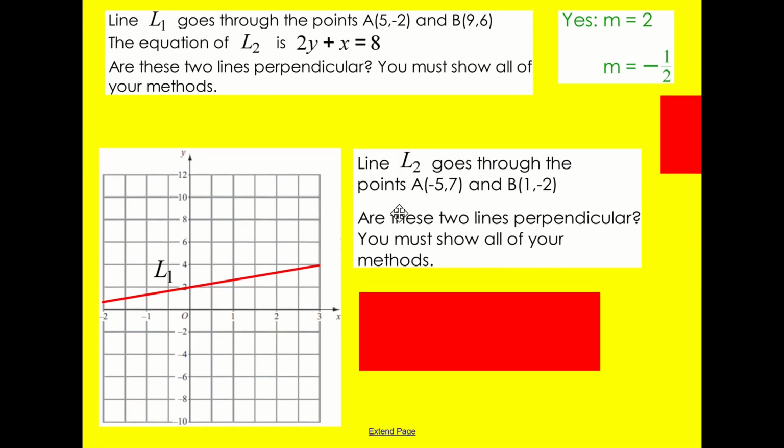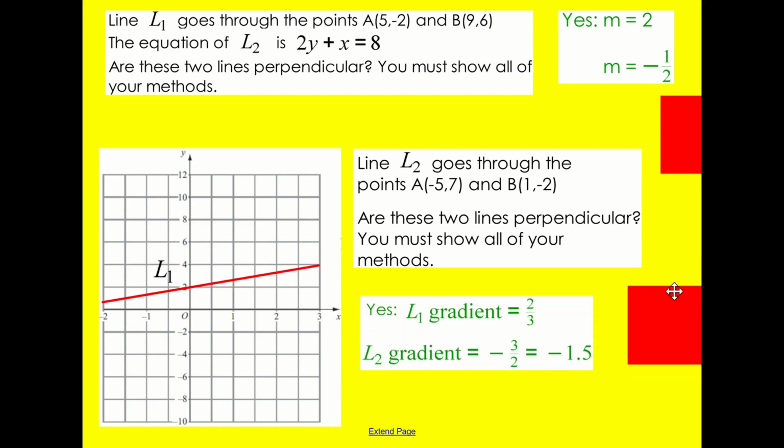And this question here, line L2 goes through these points. Are these two lines perpendicular? You must show your methods. This is a very similar sort of question, but they're giving us a graph this time. So you have to work out the equation of L1. And here's the answer. So for L2, you can get the gradient using methods we have, doing rise over run. You should get minus 3 over 2, which is minus 1.5.